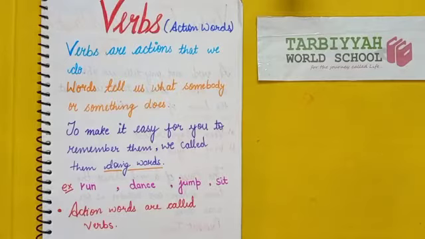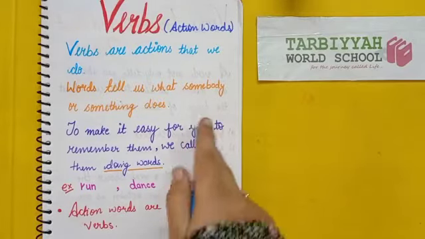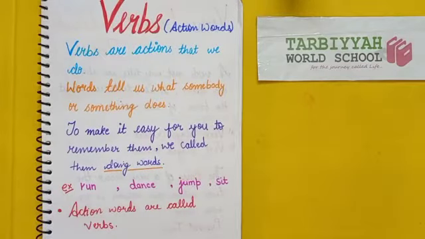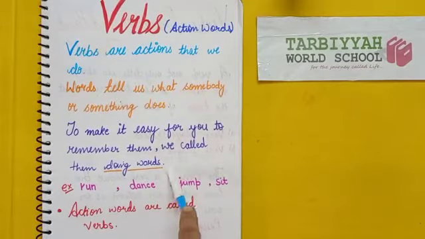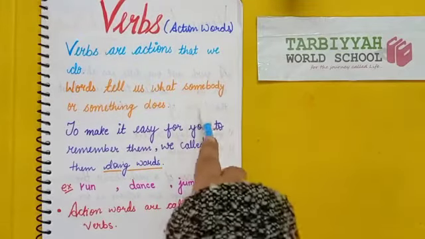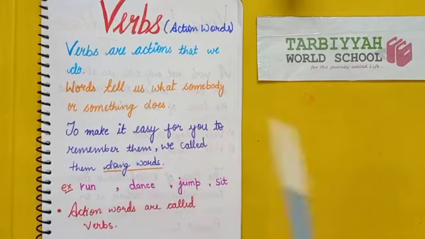So you have learned earlier about verbs, words which tell us what somebody or something does. To make it easy for you to remember them, we call them doing words. These doing words are actually called what? Are actually called verbs. Yes. Verbs are the action words. They tell us what somebody or something does.